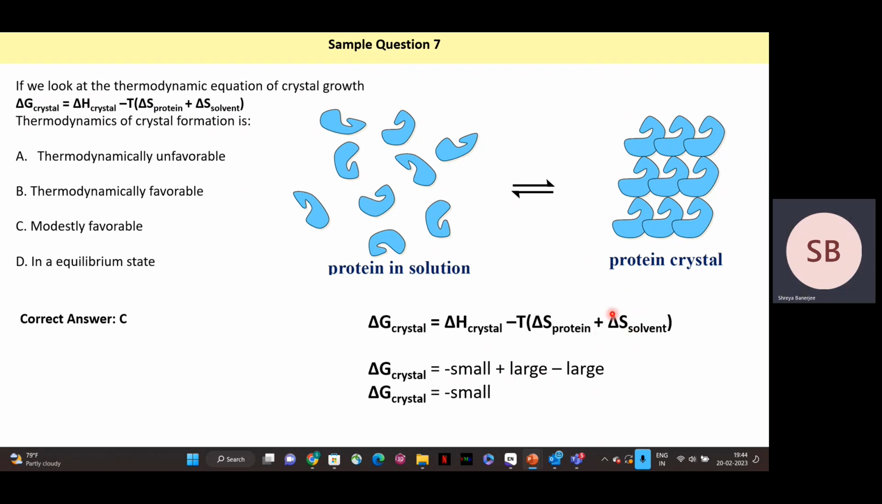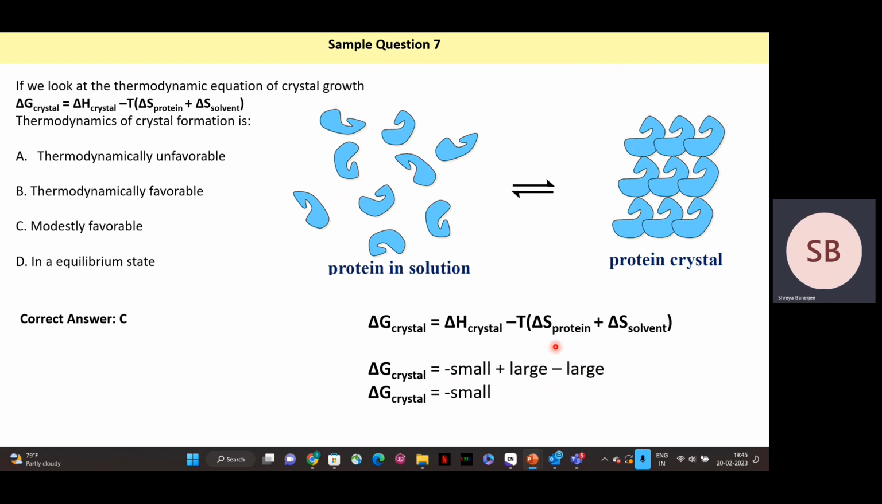The entropy change of the solvent is also large, but it is favorable because in solution, the solvent is solvating the protein and it is fixed to the protein by hydrogen bonds. So the degree of freedom of the solvent is 0 in solution. But in the crystals, when the proteins come together, the solvent is now freed up and it now has 3 degrees of freedom in both translation and rotation. So the entropy change of the solvent is favorable, shown by the negative sign, and it is large.